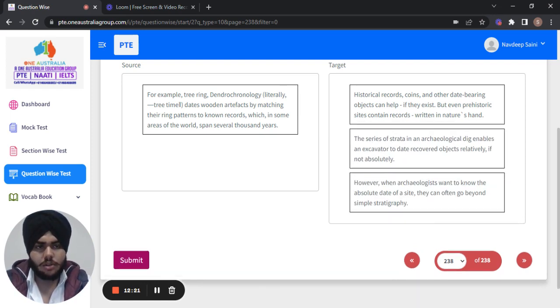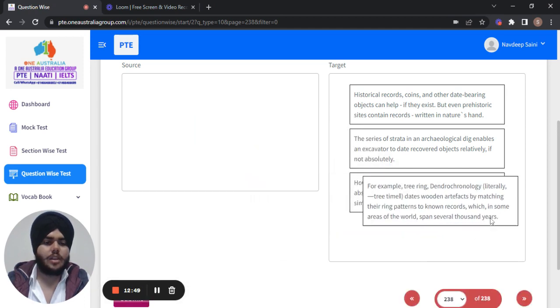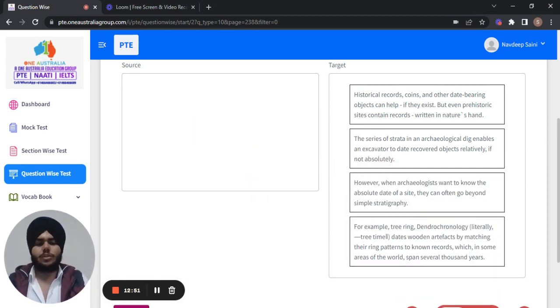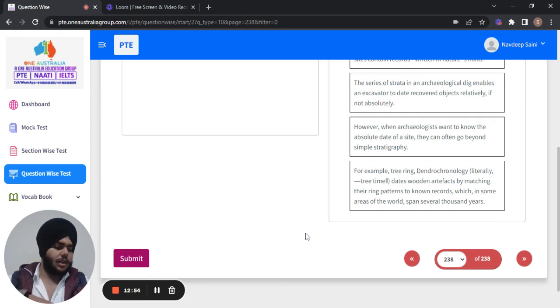The series of strata in an archaeological dig enables an excavator to date recovered objects relatively, if not absolutely. However, when archaeologists want to know the absolute date of a site, there you go. We've got if not absolutely, but then it contradicts. However, when archaeologists want to know the absolute date of a site, so right away I have my introduction, my independent sentence. I have my second line, I have my third line that follows perfectly, and then ultimately I have my fourth line. Let's see if the answer is correct, right?